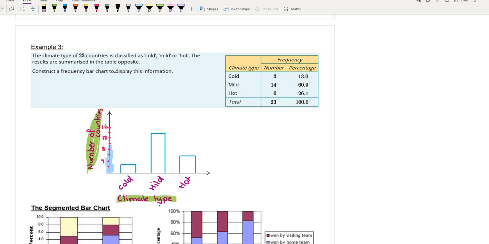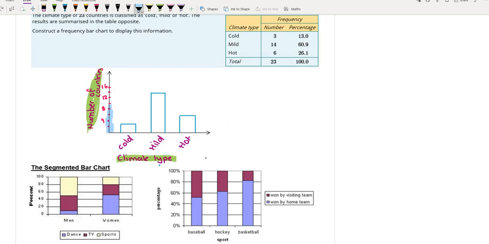And then after that, it's simply just drawing the bars, making sure there's gaps in between, making sure the width of the bars are equal, and also labeling each axis as well.